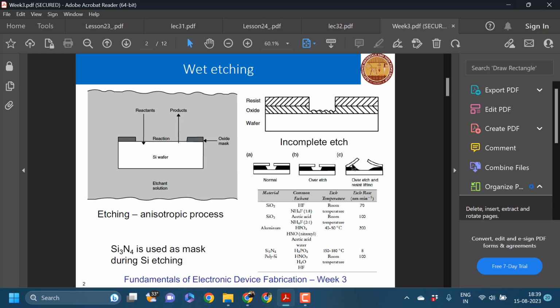Right. So there are some limitations. So why do we require dry etching? Basically there were some limitations associated with wet etching, that is incomplete etch, then over etching and under etching. So can anybody tell me what is incomplete etch and what would be the reason for an incomplete etch?